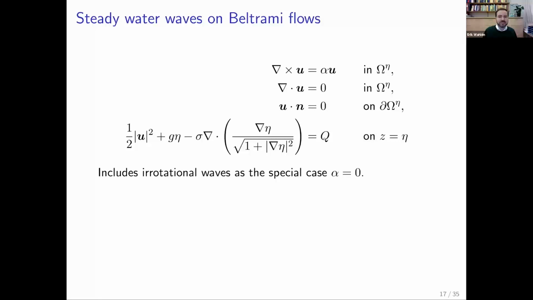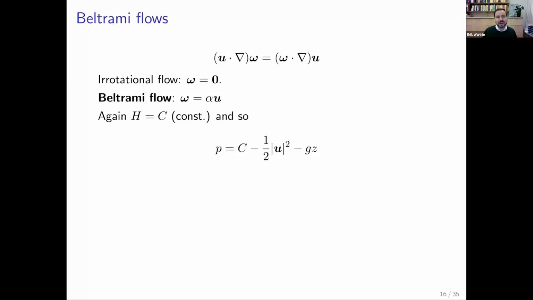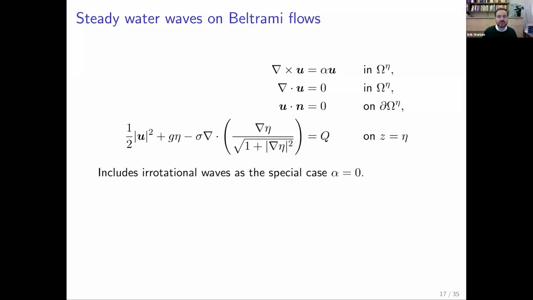So that means that we can consider waves on Beltrami flows, and the equations simplify a lot, so you get these equations. Instead of considering the full order equations, we just consider this equation. The curl, remember this is the vorticity, the curl of the velocity field, should be a constant times the velocity field. The other conditions are the same as before, and this is then similar to the irrotational case.